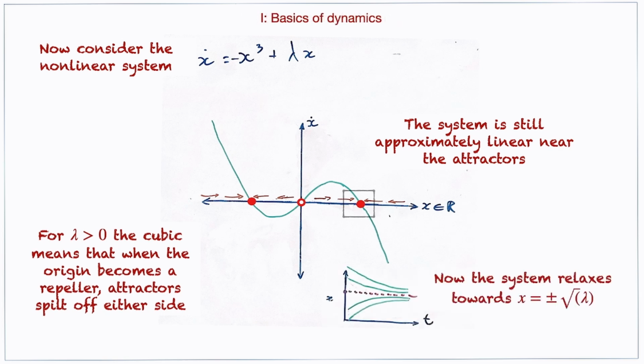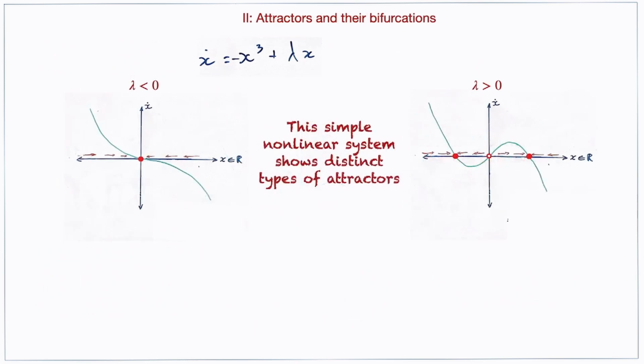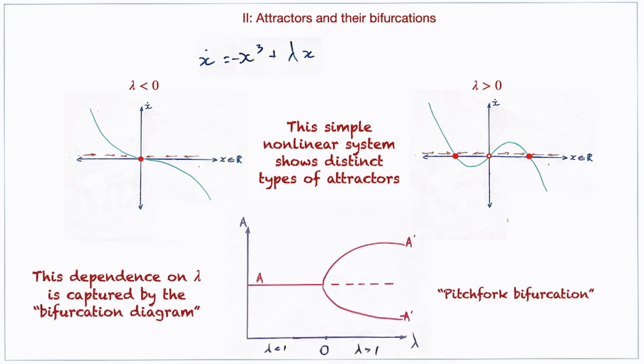So now the system relaxes towards either one of these two attractors, and I'm just going to not consider x to be negative for the moment. And so we've got these distinct types of attractors, and now we have this pitchfork bifurcation, where if we increase lambda, we go from the fixed point, and just this simple cubic term creating these humps on either side, we get this plus or minus lambda. So that's the pitchfork bifurcation.